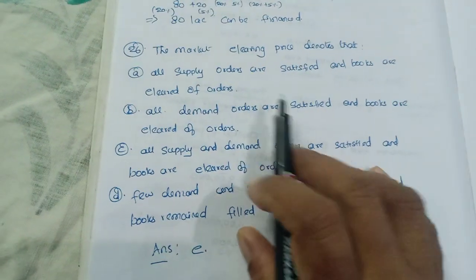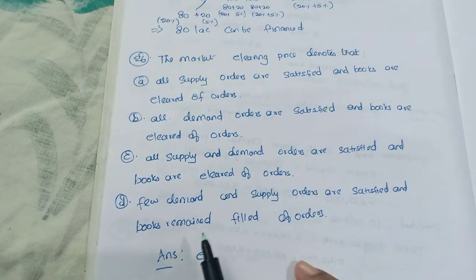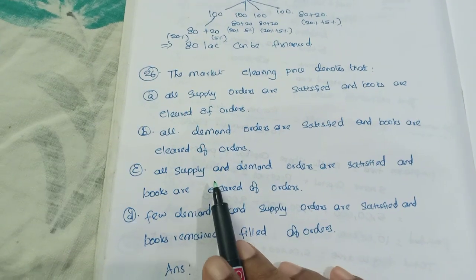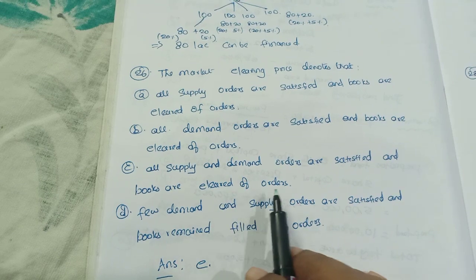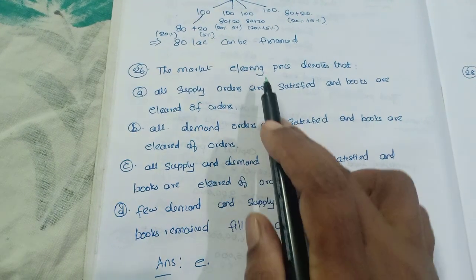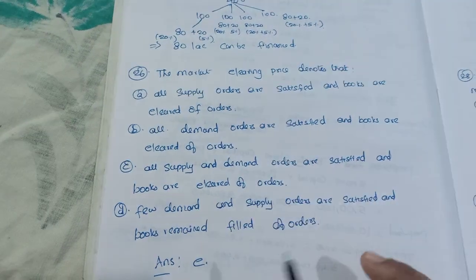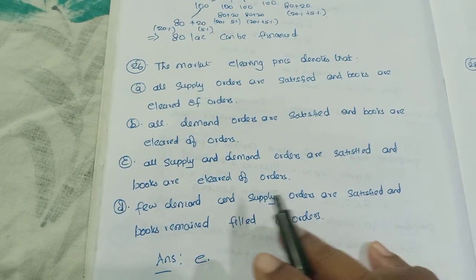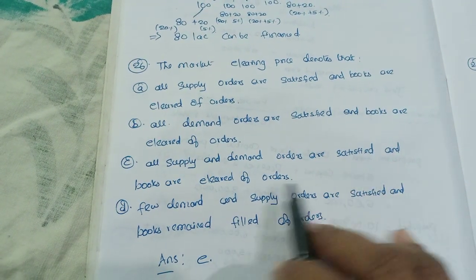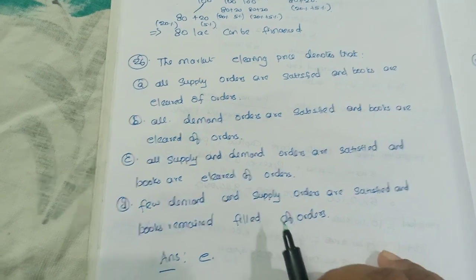The next one, the market clearing price denotes that our option is all supply and demand orders are satisfied and books are cleared of the orders. Market clearing price means demand and supply should be equal. That is the equilibrium point. All supply and demand orders are satisfied and books are cleared of the debts.